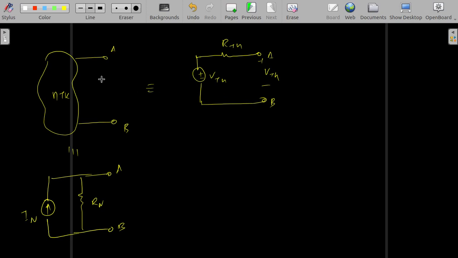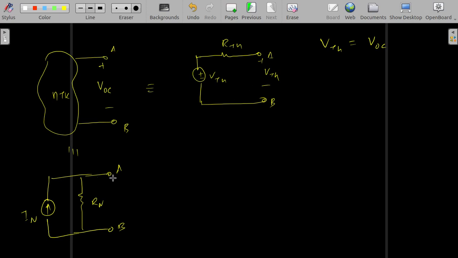Therefore, to find VTH, what we do is that we keep the terminal of the network, any network or any terminal for which we want to find the Thevenin equivalent, open and we measure the open circuit voltage. That will be equal to the Thevenin equivalent voltage VTH. That is, VTH equal to V open circuit across whichever terminal we want to find.